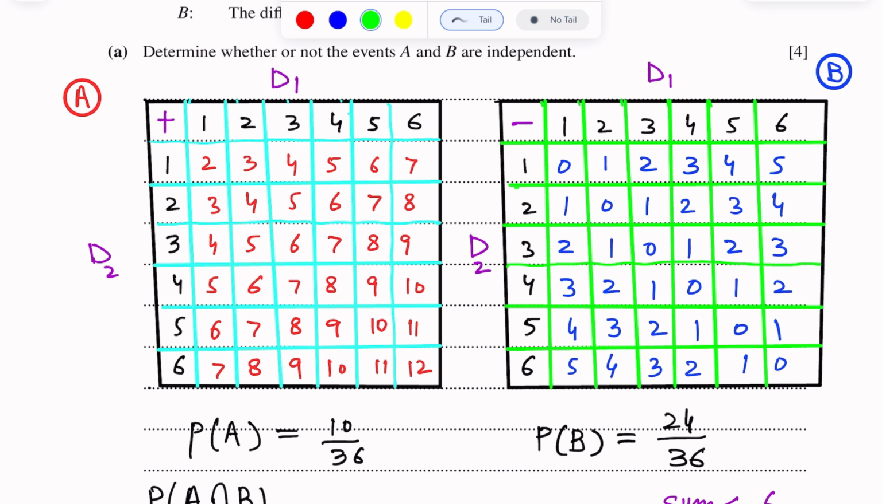So these are the numbers 1, 2, 3, 4, 5, 6, 7, 8, 9. Sorry, 1, 2, 3, 4, 5, 6, 7.